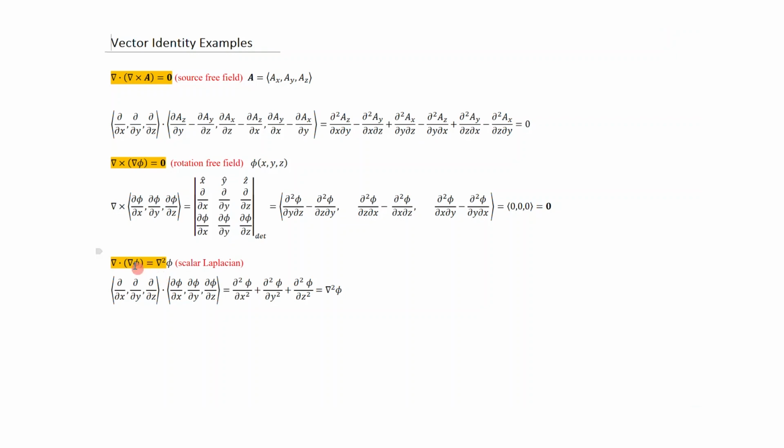Another one is this one shown here. That is, if I take the divergence of the gradient of a scalar field, I end up with a scalar Laplacian, which takes on this form. Here's the divergence operating on the gradient. Now if you carry this out, you end up with the second derivative of phi with respect to x, second derivative with respect to y, second derivative with respect to z. And we can also represent this as del squared, which is a shorthand form for writing out an expression that looks like this, and we call this the scalar Laplacian.